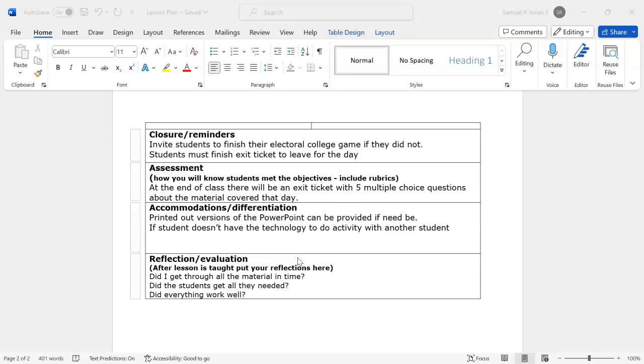During class, I could ask, hey, are we getting this? And ask students questions. That way I know they're engaged and following along. And did everything work well? That's just a general question: did everything work out the way I wanted it to?